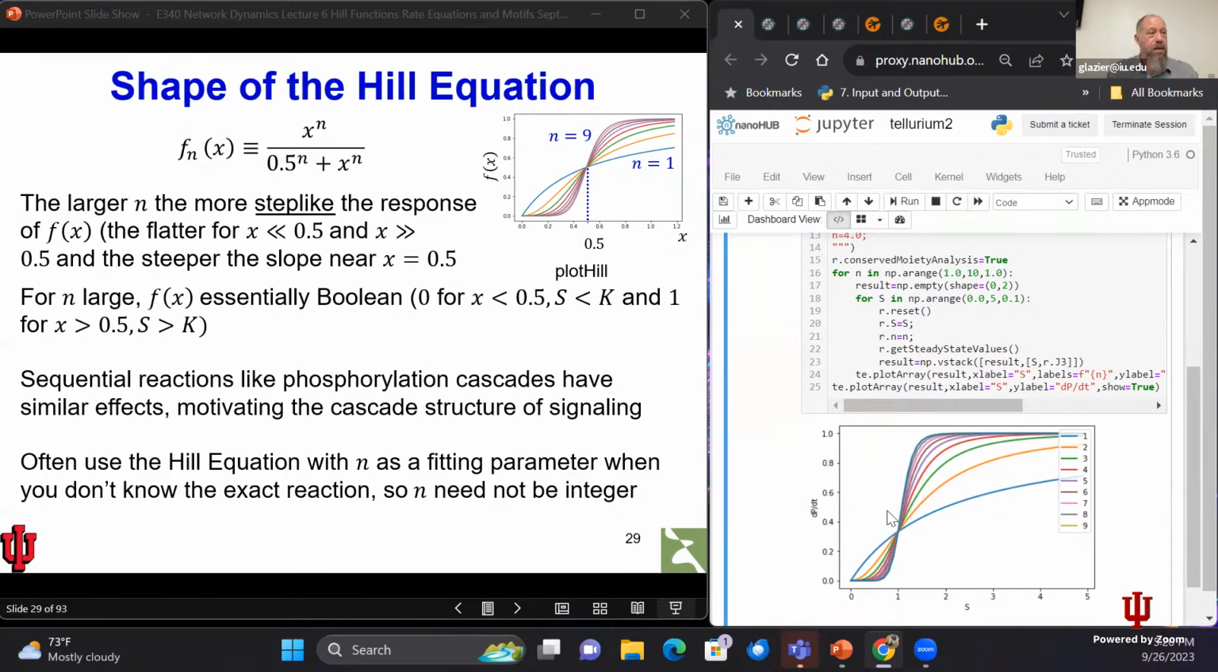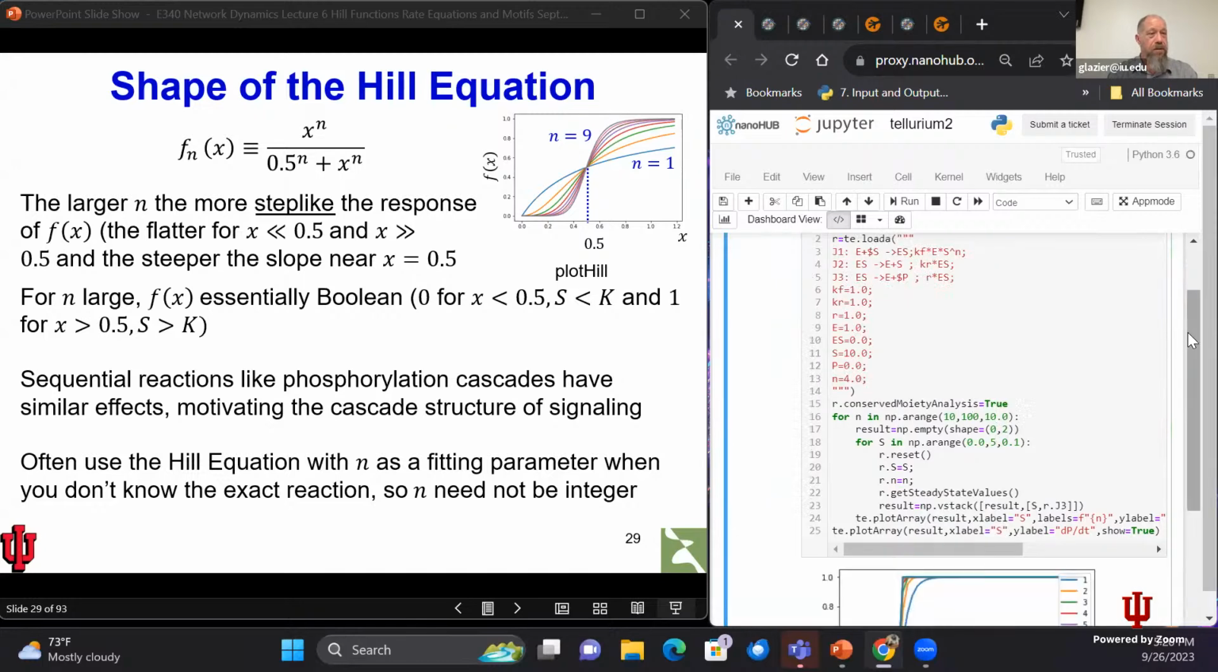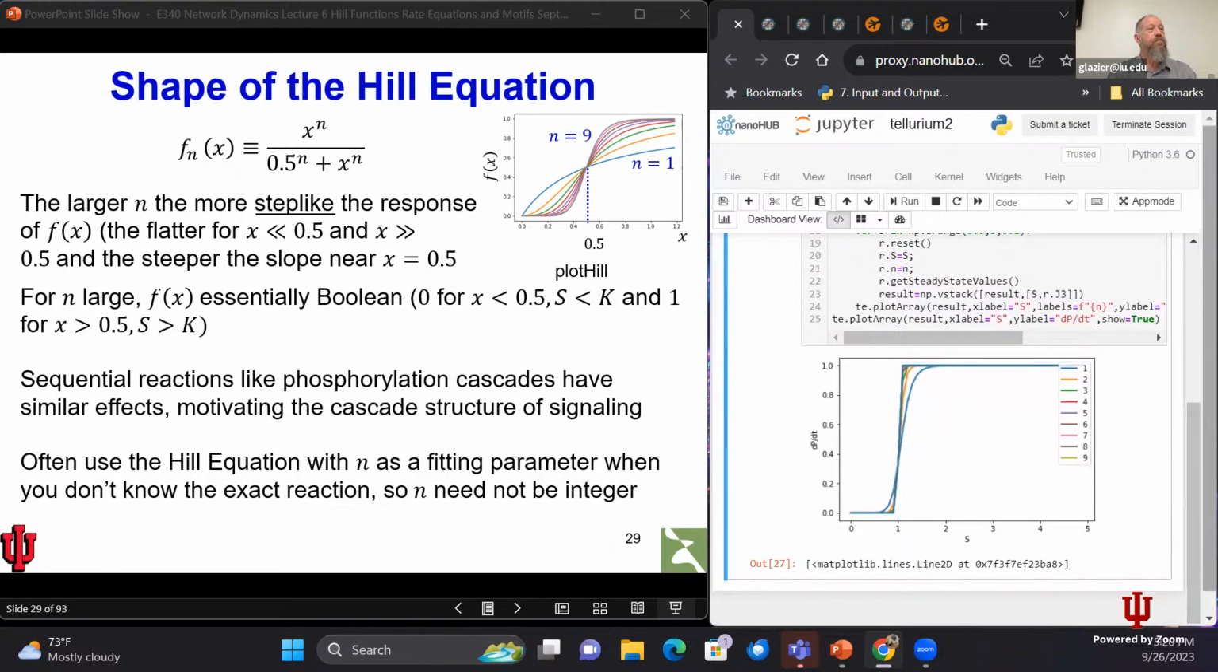If we make our n very large, suppose we make n 10 to 100, we'll see we get really step functions.